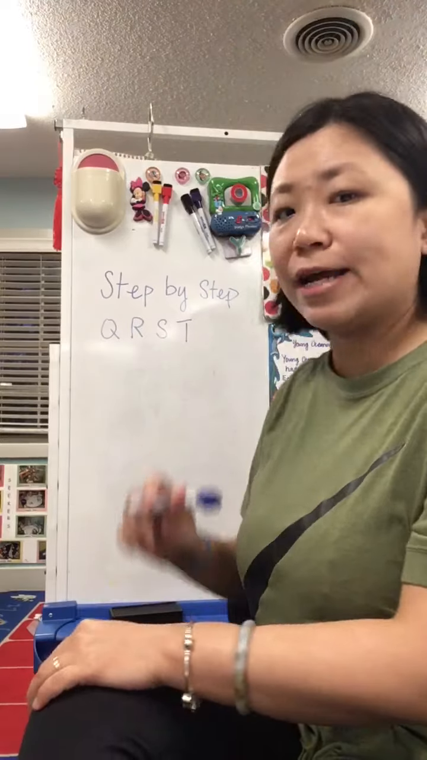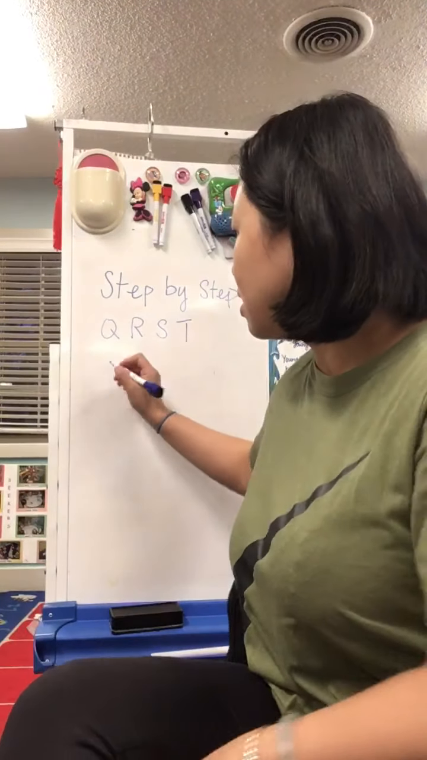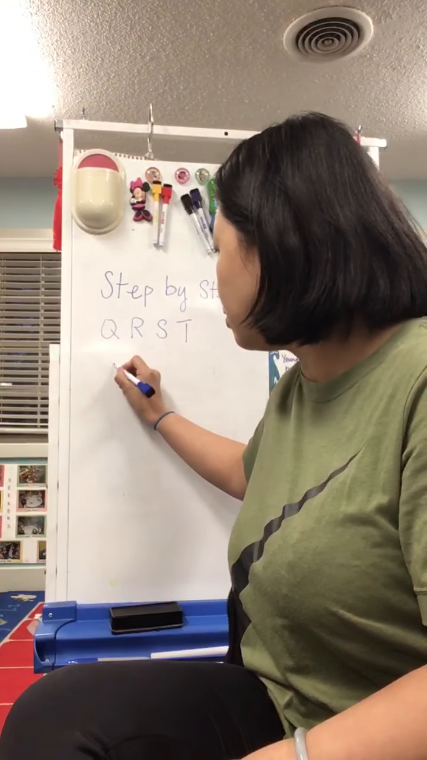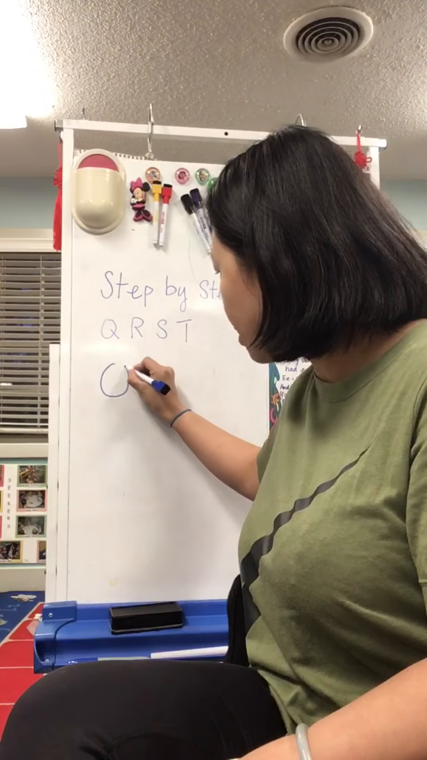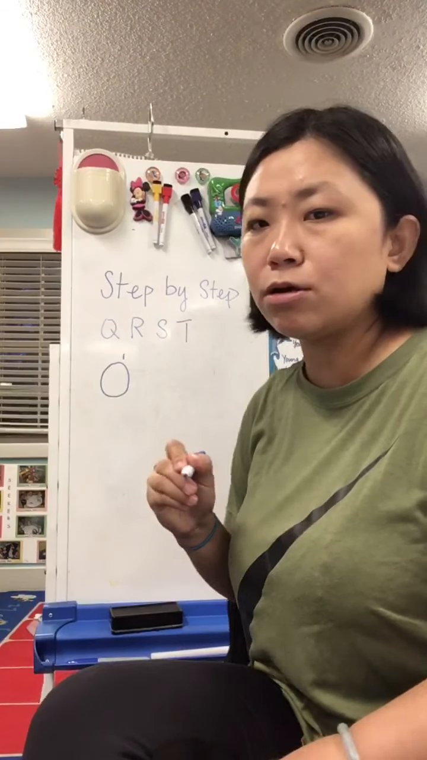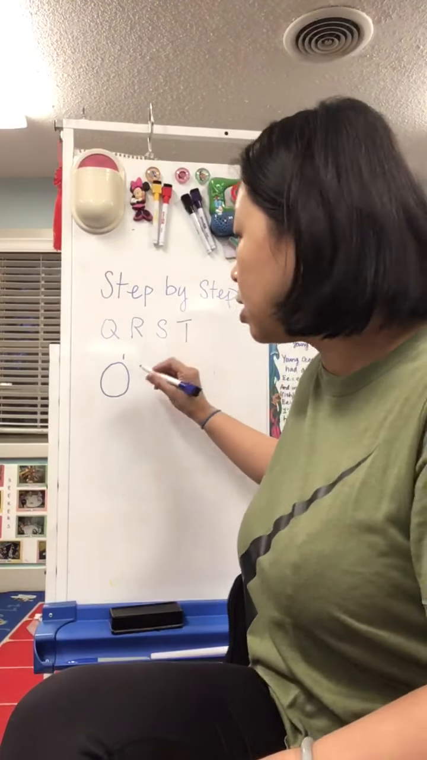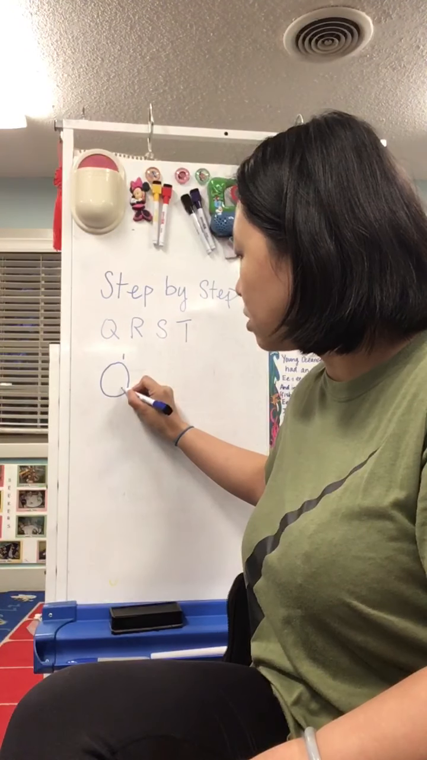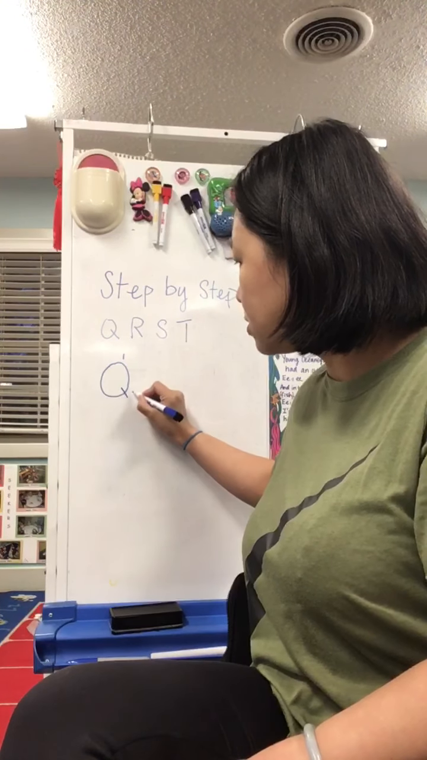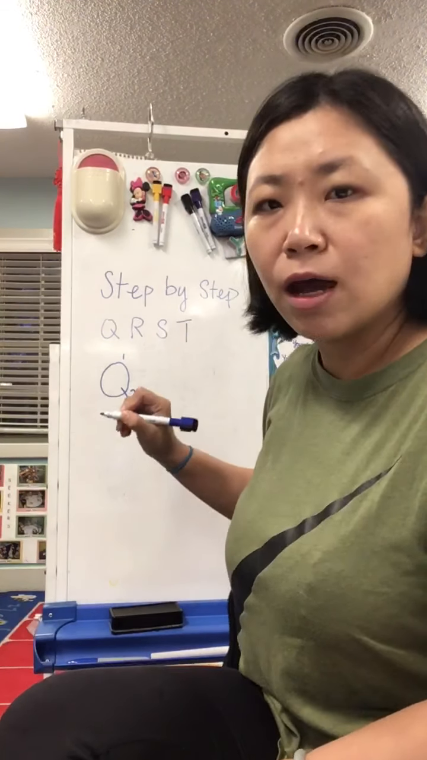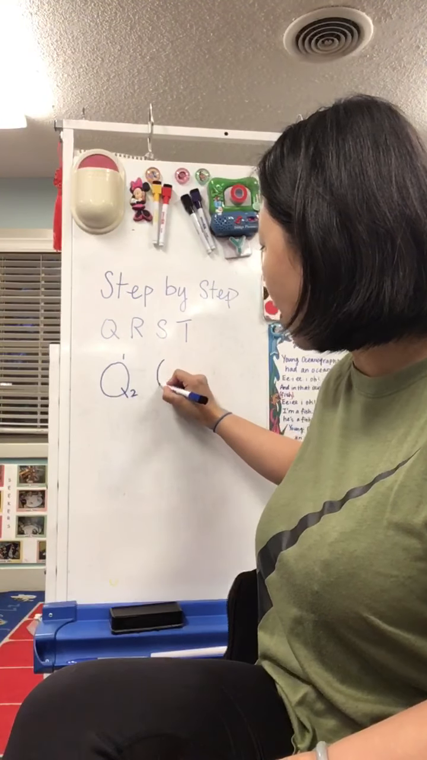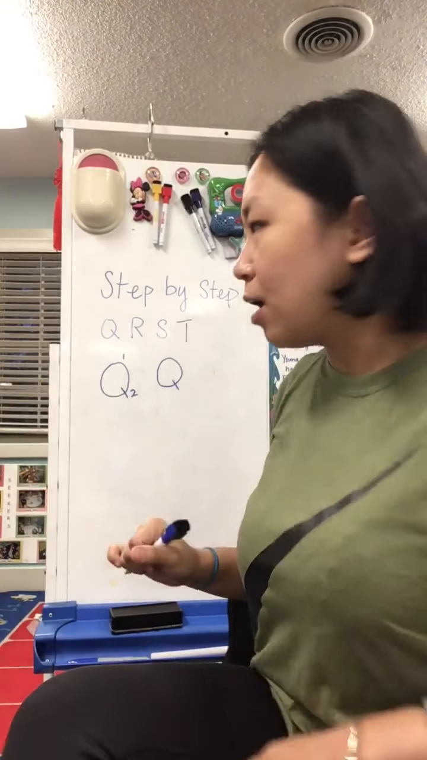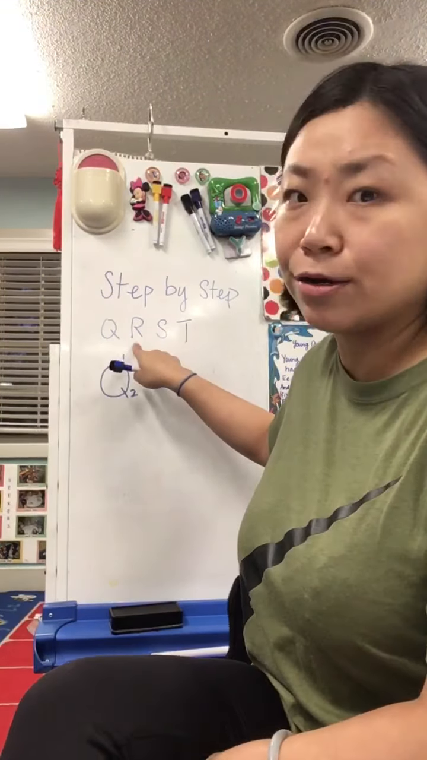Alright, so letter Q has 2 steps. The first step is to make a circle like letter O. Step 1, make a circle like letter O. Step 2 is put a little tail on the right side of the circle. Step 2. Alright, let's do it again. 1, 2. Good job.